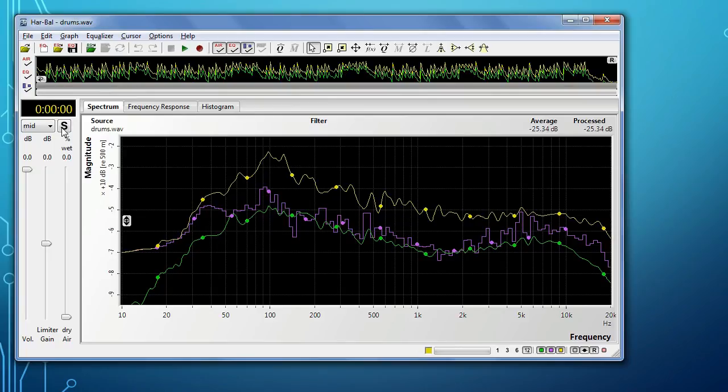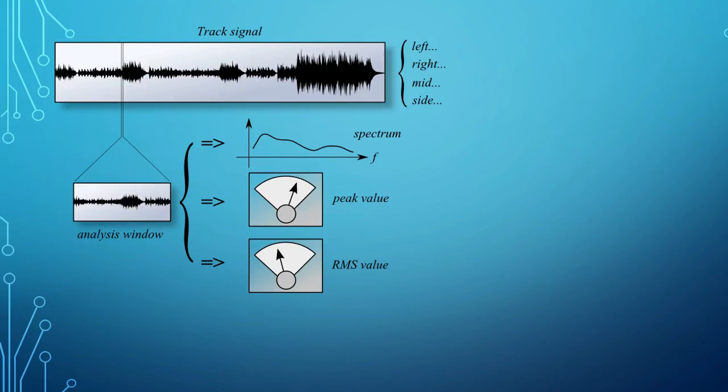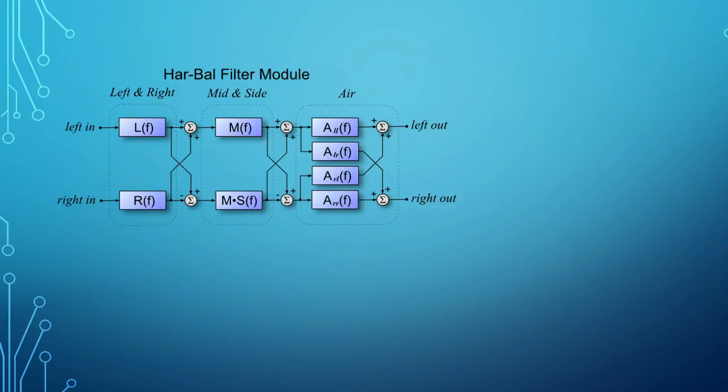It's now worthwhile looking at the filter structure in Har Bal to get an idea of what is going on in the signal chain. First, we have independent left and right channel filters, which are accessible through the left and right channel spectrum views. The outputs of those filters then get transformed into a mid-side representation, mid being the sum of left and right and side being the difference.